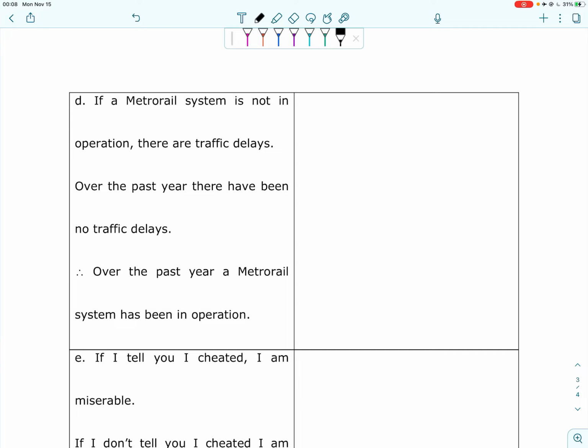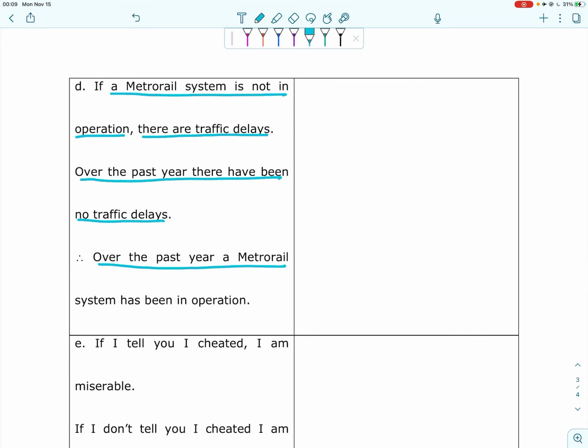If a metro rail system is not in operation, there are traffic delays. Over the past year, there have been no traffic delays. Therefore, over the past year, a metro rail system has been in operation. So our statements, our premises: if a metro rail system is not in operation, there are traffic delays. Over the past year, there have been no traffic delays. Therefore, over the past year, a metro rail system has been in operation. That's our conclusion, so it gets 2 lines, 2 very wavy lines.